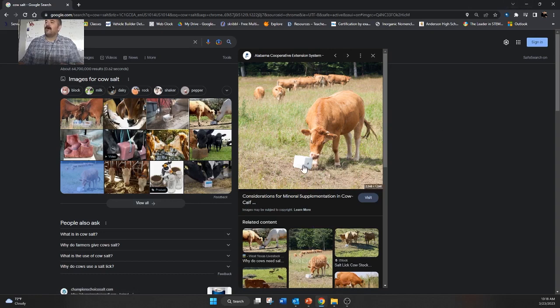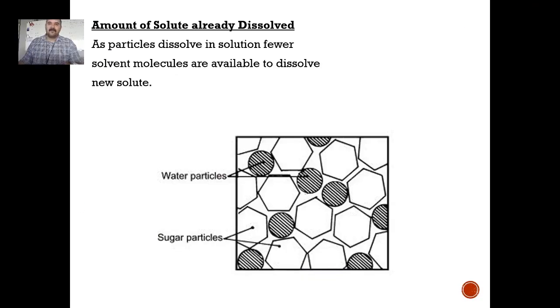All right, let's move on. My uncle had one of these, and the cows would stick their tongue in this hole, and then they love the salt. All right, let's go ahead and move on.